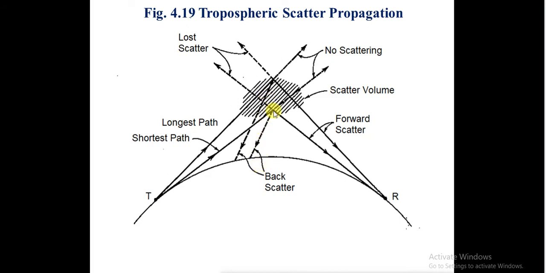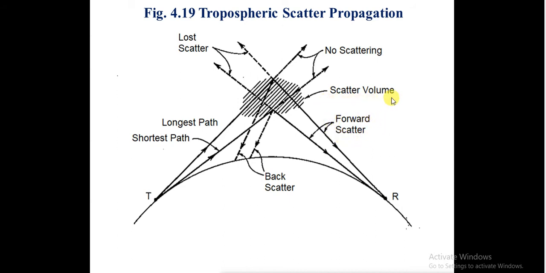So if we project the reflections which are towards the transmitter, they are called backscatter. And if the angle of incidence is equal to the angle of reflection, then they will be termed as forward scatter.